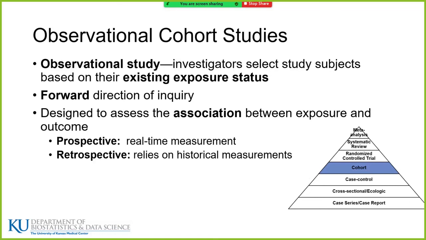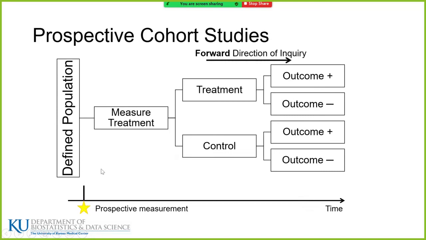An observational cohort study, just one step down from a randomized controlled trial, does not employ randomization, but they have a forward direction of inquiry, and they're designed to test the association between treatment and outcome or exposure and outcome. There are 2 types of cohort studies. Prospective cohort studies are the ones that look like the randomized controlled trial. They employ real-time enrollment and measurement of outcomes. Retrospective relies on either patient recollection, electronic health records, or historical measurements. So there's a risk of bias associated with that.